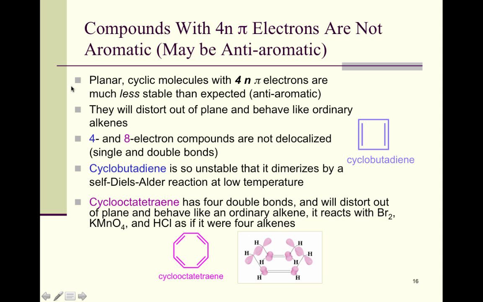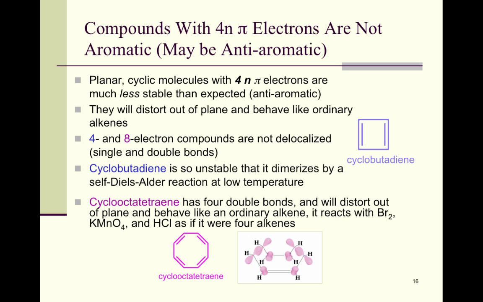Planar cyclic molecules with 4n pi electrons are much less stable than expected. They're anti-aromatic. They will distort out of the plane and behave like ordinary alkenes. That means you can do an addition across the double bond. 4 and 8 electron compounds are not delocalized. So here we have an example of cyclobutadiene. It is so unstable that it dimerizes by a self-Diels-Alder reaction at low temperature. Another example here would be cyclooctatetraene. It has 4 double bonds and will distort out of the plane. So we don't have a planar molecule, so now it can't be aromatic.